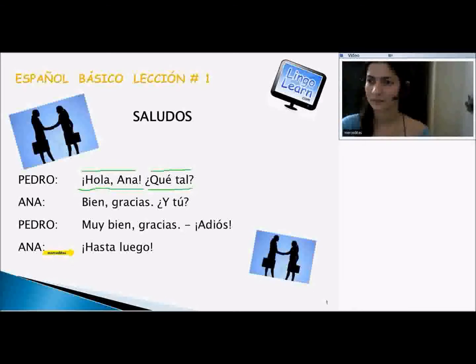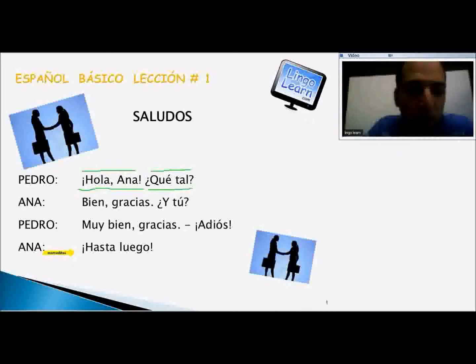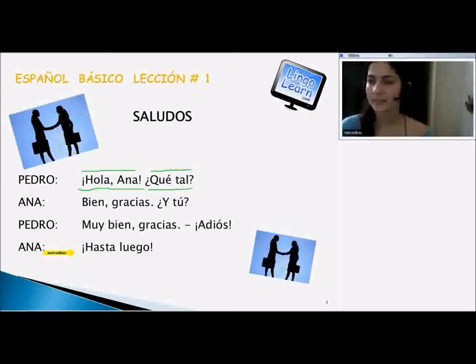Hasta luego. I think it also means goodbye, but I don't really know the meaning. Okay, here there is a difference between goodbye and hasta luego, which is see you later. Because when you say goodbye, maybe you are not going to see them again.